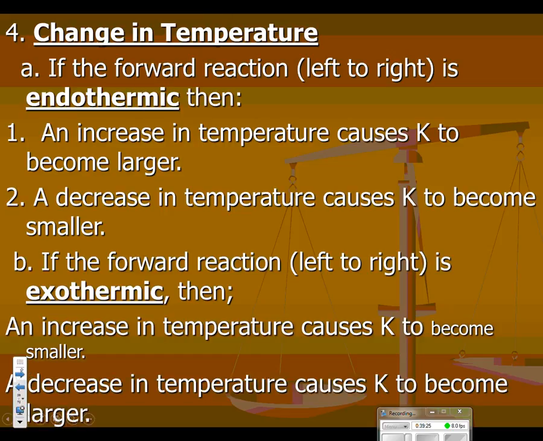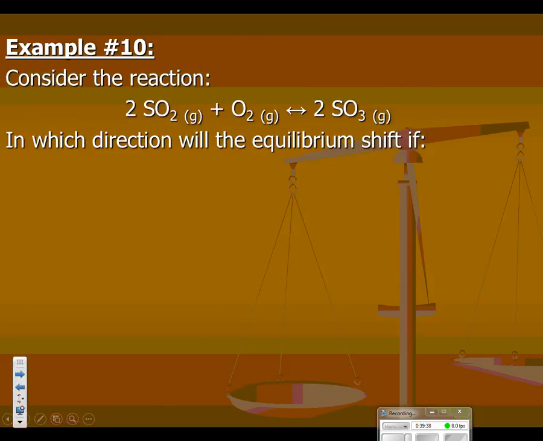So just remember, products over reactants. If I'm shifting away from the reactants, you can say, oh, I'm making my products bigger. What's going to happen to my K? It's going to get bigger. Or if it's shifting away from my products, they're going to be smaller, and K is going to become smaller. Okay? So here we go.